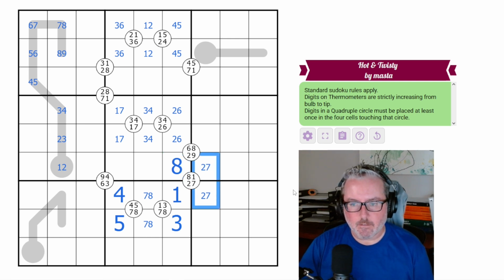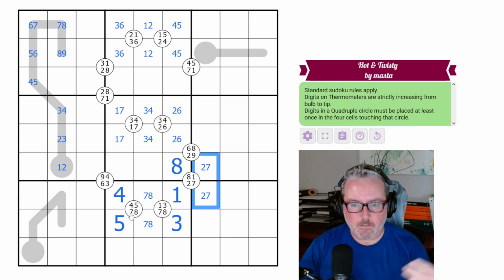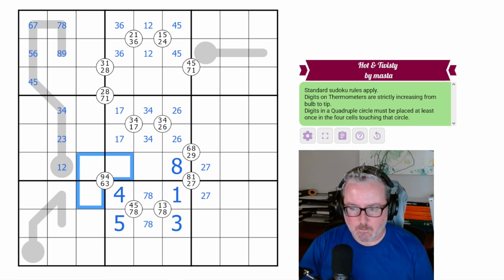So we can just kind of follow this one, maybe along an arc of how these things work together along this S-looking type of clue here. So maybe that's what the hot and twisty is going to get us to do. Let's just continue on the line here.